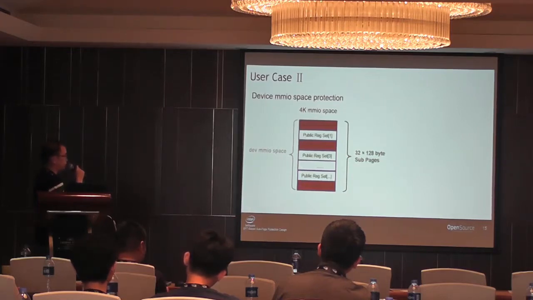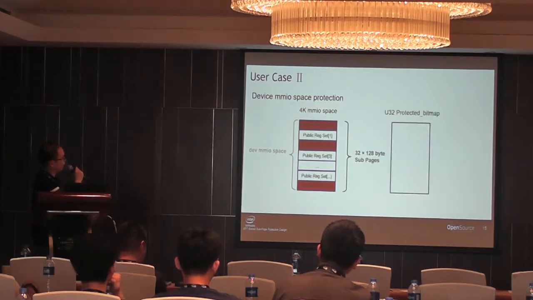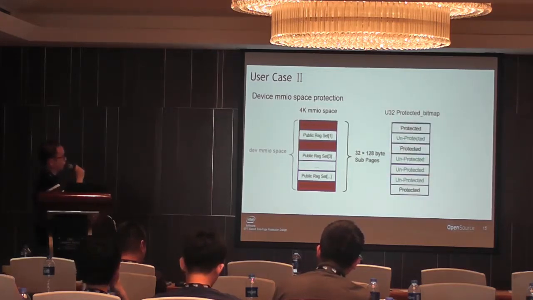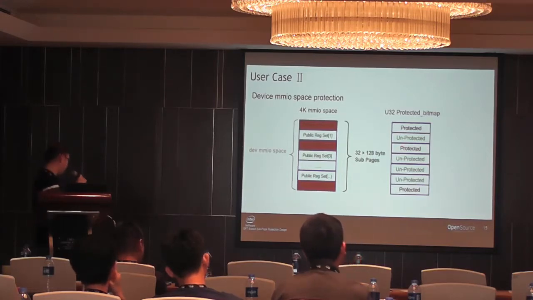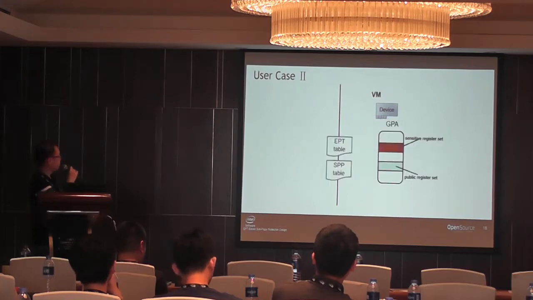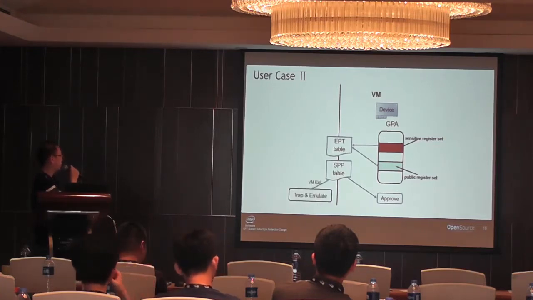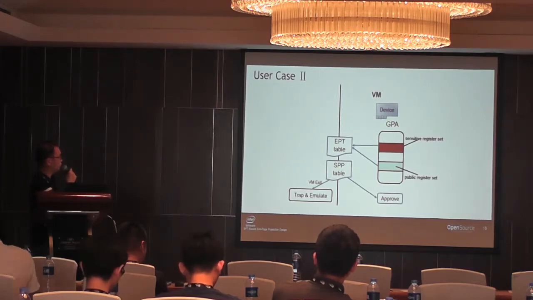We could divide the 4K IO space into sensitive register sites and public register sites. There are 32 sub-pages of 128 bytes each, and we have a protect bitmap that flags whether each sub-page is protected or unprotected. Assume we have several different types of GPAs with sensitive register sites and public register sites, and we look at the EPT tables and SPP tables. If it is a public register site, it is approved. If it is a sensitive register site, it will be trapped and emulated by the hypervisor, to let the hypervisor decide whether it should be emulated or something else should be done.